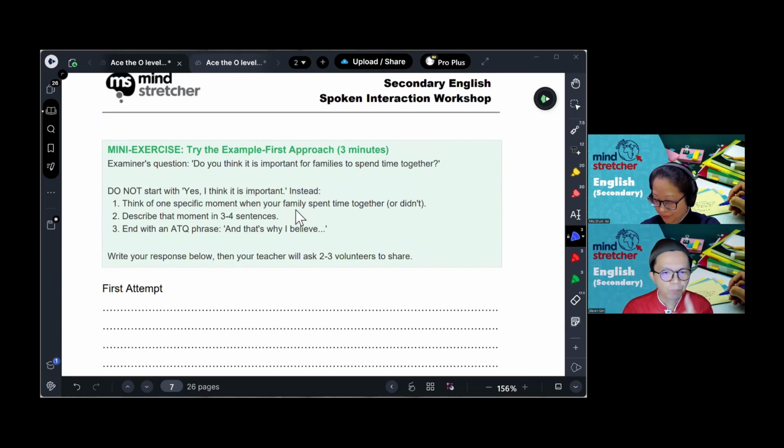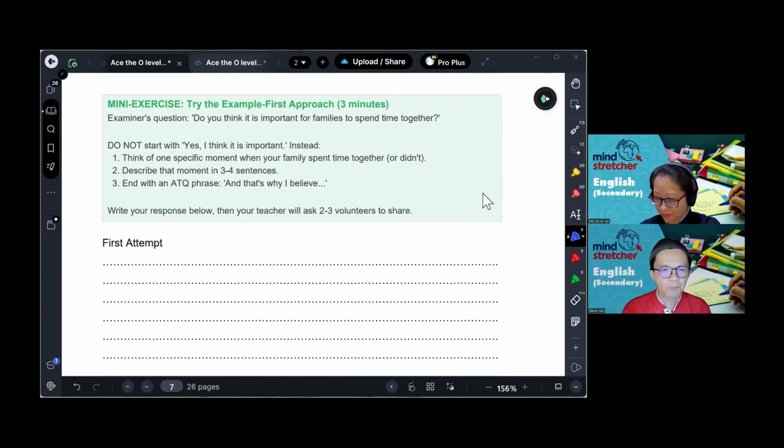So now, time for you to try this technique out. Do you think it is important for families to spend time together? You have never thought about this before, you didn't prepare for this, and on the spot, you need to do something. If anybody wants to try this technique on the spot, put up your hand, and I'll let you speak. Otherwise, just type it into the chat.